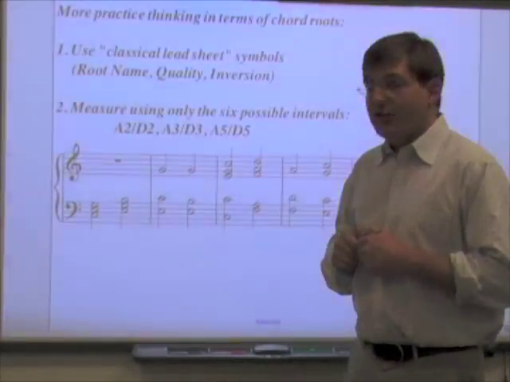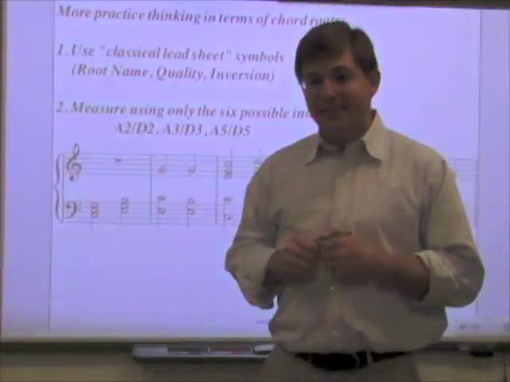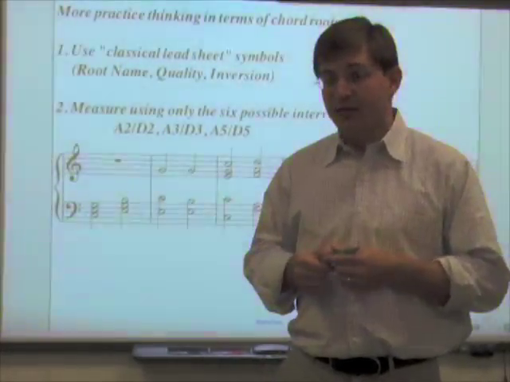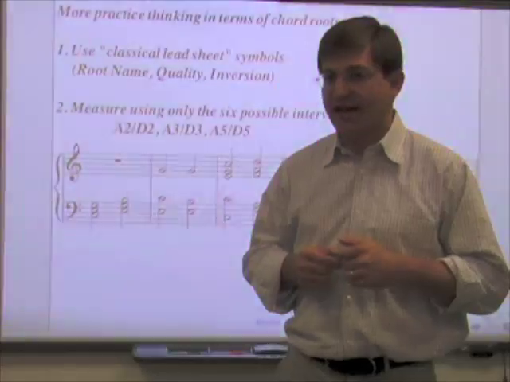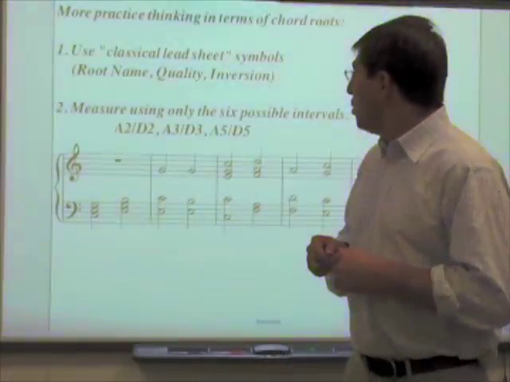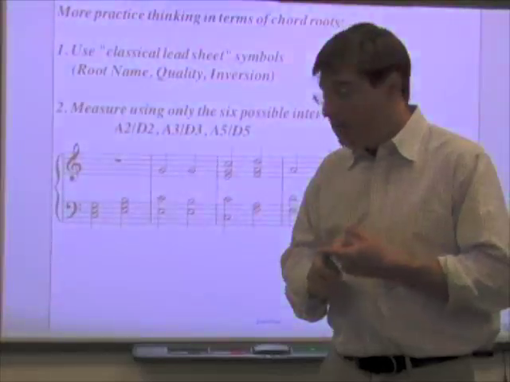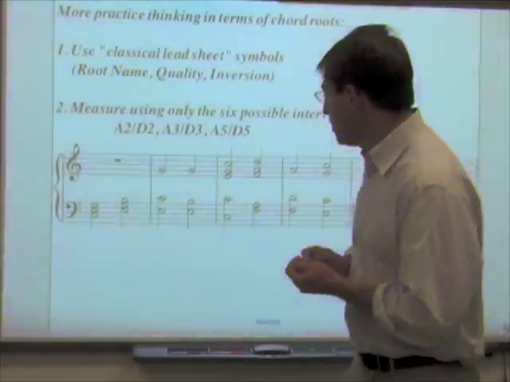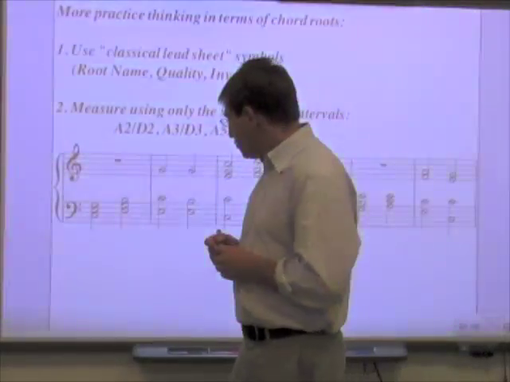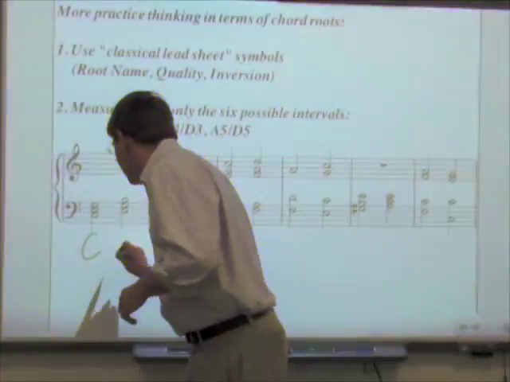The approach here is to use what I'll call classical lead sheet symbols, which signify pretty much all the same information that a Roman numeral would, except no Roman numeral, no actual functionality within a key. We'll describe the chords based on their root name, their quality, and their inversion. So we can do that first. Given the first two chords here, we could say that we have a C chord and an E chord.